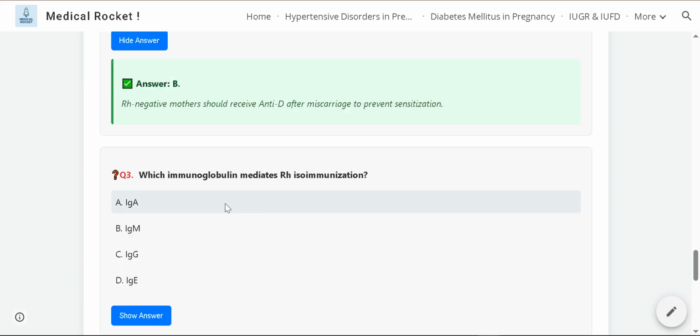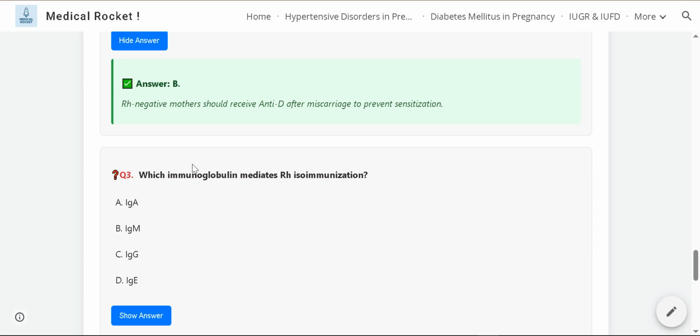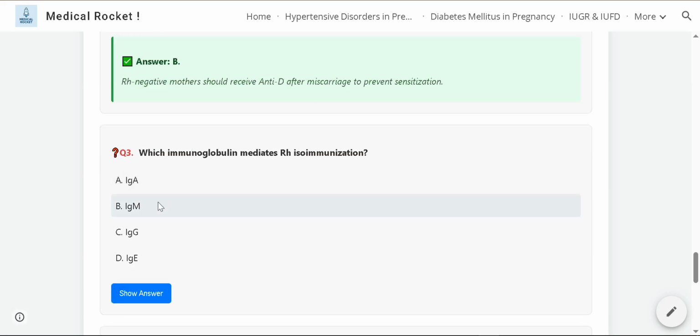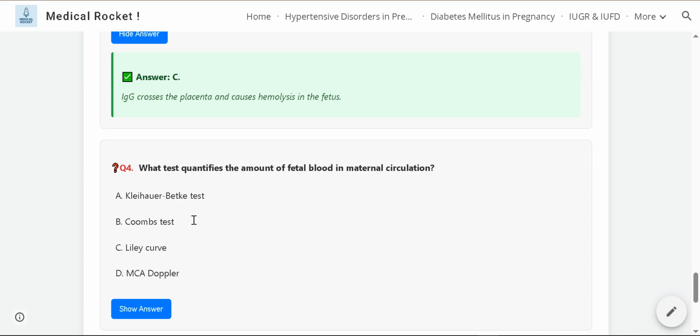Question 3. Which immunoglobulin mediates Rh isoimmunization? A. IgA. B. IgM. C. IgG. D. IgE. Correct answer, C. IgG is the only immunoglobulin that crosses the placenta and causes hemolysis of fetal red blood cells in Rh isoimmunization. IgM does not cross the placenta.